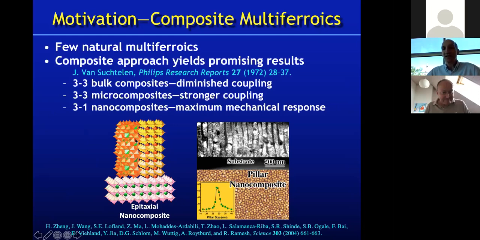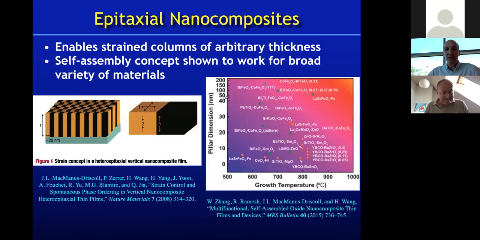So this is a composite where one of the materials is a whisker, and the other one is an embedding matrix around the whisker. And you can make this quite thick, as I'll show you in the next slide. So this has been shown nicely by Professor Judith Driscoll McManus at Cambridge in very thick epitaxial composites. And here's a cartoon here on the left showing the idea.